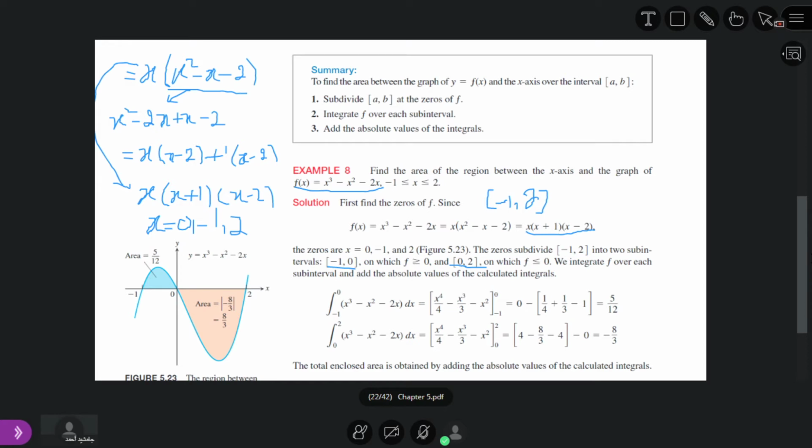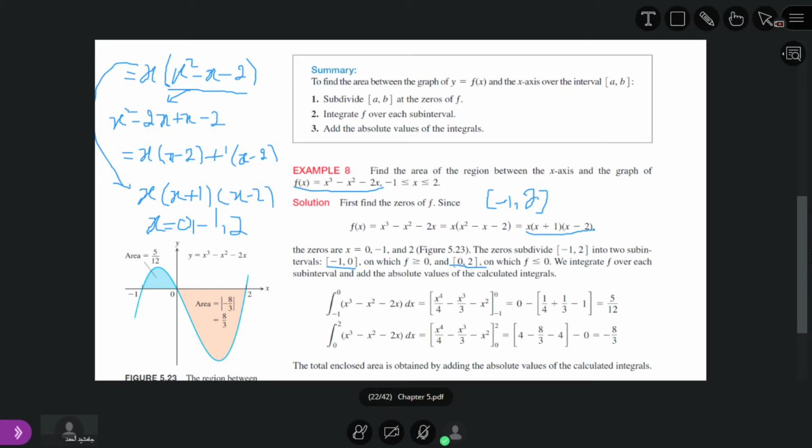Now we put the upper limit 0, and because every part has x, everything becomes 0. So 0 minus, then we put the lower limit minus 1. Whenever we put minus 1, we get 1 by 4 plus 1 by 3 minus 1, which is equal to 5 divided by 12.